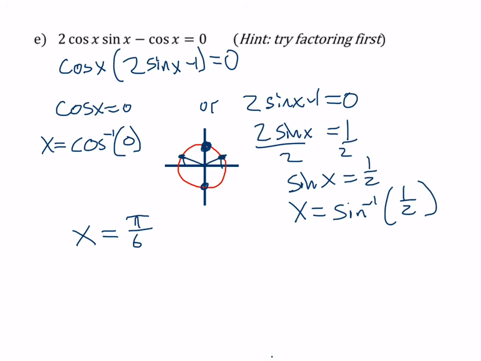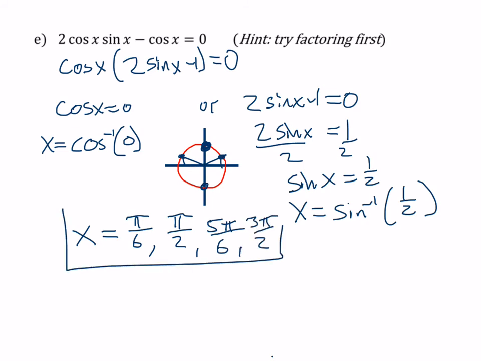30 degrees. We get one at pi over 2 up top here. Over here, this is pi over 6 less than a full pi, so that's 5 pi over 6. And 3 pi over 2 down at the bottom. There's our 4 angles between 0 and 2 pi. So 2 of them come from the first half, 2 of them come from the other factor. So that's how we use factoring.